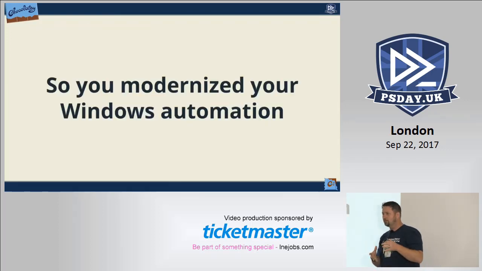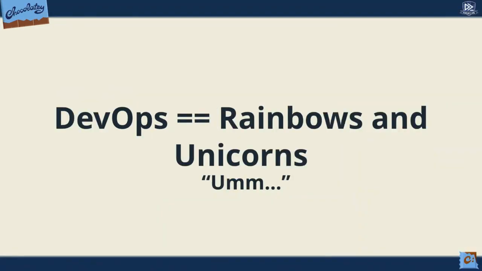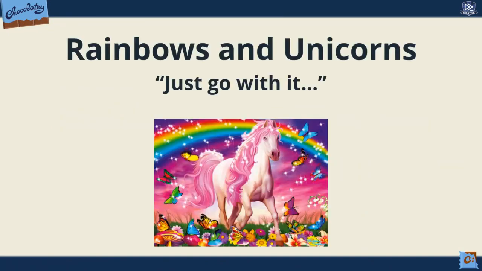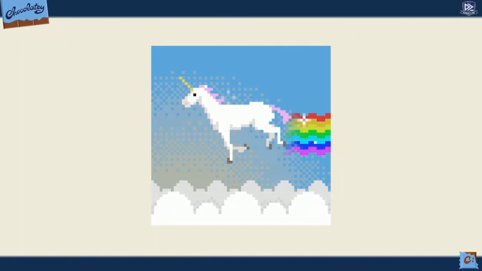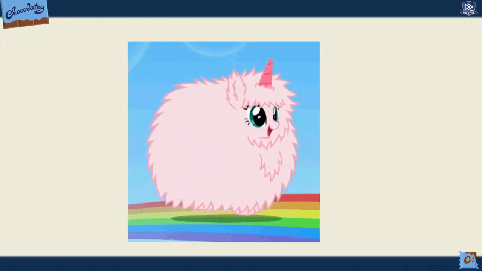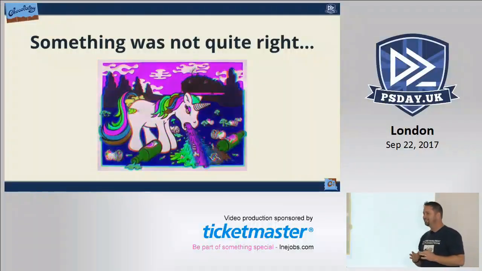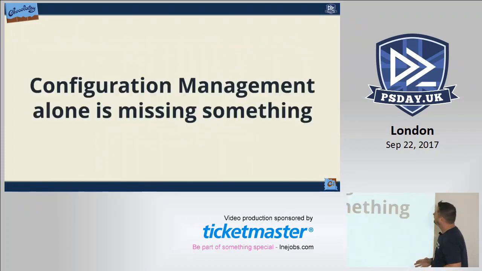So as you started and you were working on this and you modernized your Windows automation, it was like rainbows and unicorns. Just go with it, okay? This is you, you're automating, everything's great, you're out there doing your thing, your boss is happy, all your coworkers are dancing in the halls, right? And then all this is going on, but something isn't right. It's a little off. Configuration management alone is missing something.